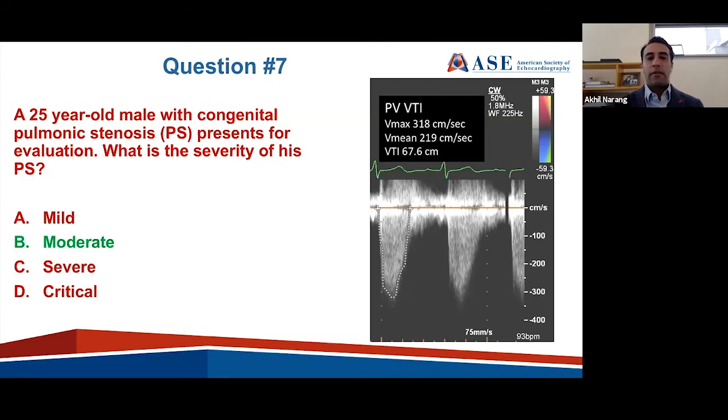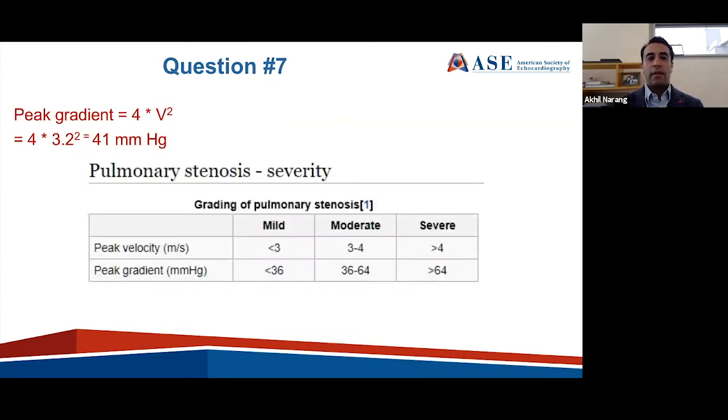And the correct answer is B, moderate. How do we calculate this? Well, for pulmonic stenosis, we want to understand what the peak gradient is. So this is simply 4 times V squared, which is the simplified Bernoulli equation. So 4 times 3.2 squared, which is given to us in the stem of the question, gives us an answer of 41 millimeters of mercury.